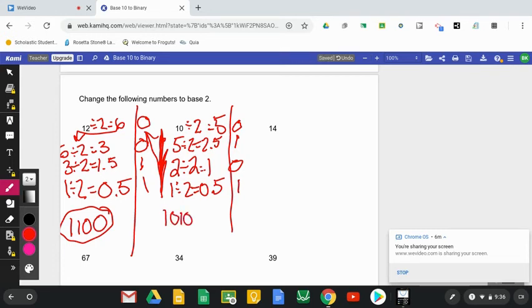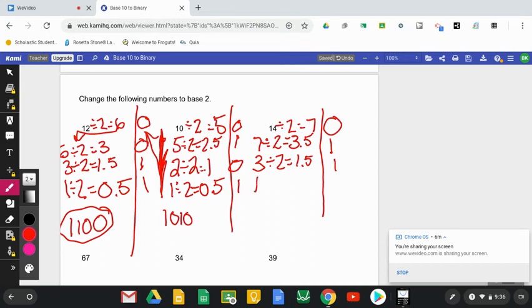All right, 14. Divide that by 2. I get 7. I write a 0. Why did I write a 0? And bring the 7 down. Divide that by 2. We get 3.5. Why did I write a 1 next to that? Bring the 3 down. Divide that by 2. 0.5. Got another 1 because there's a decimal. Bring 1 down. Divide that by 2. That equals 0.5. So this is 1.